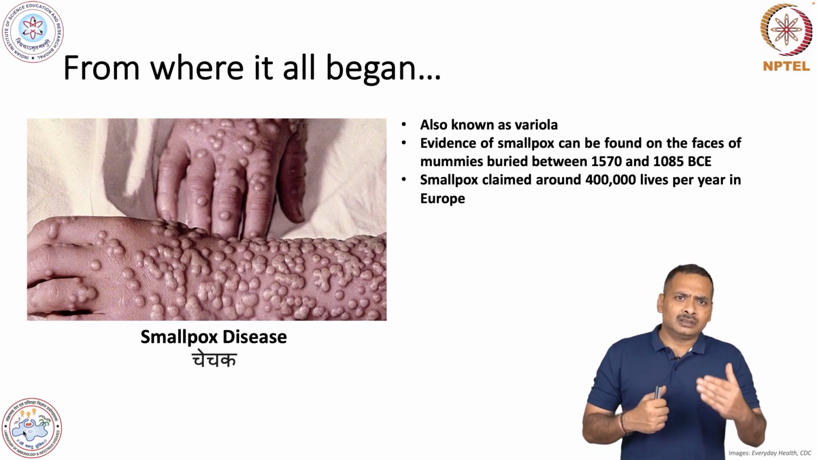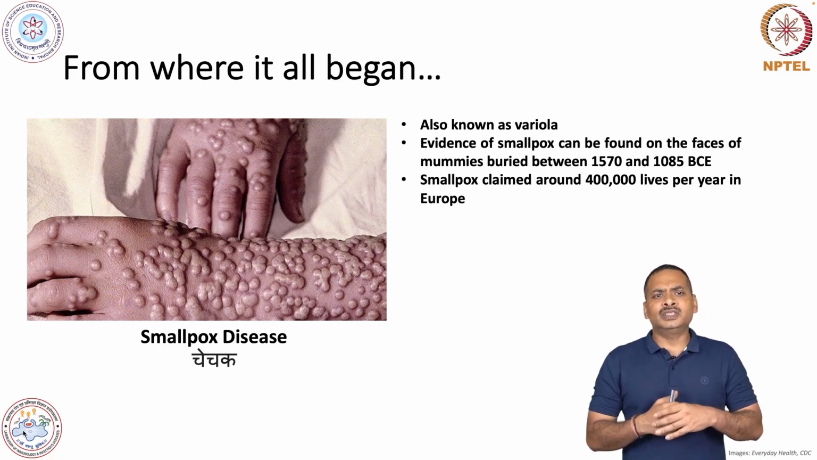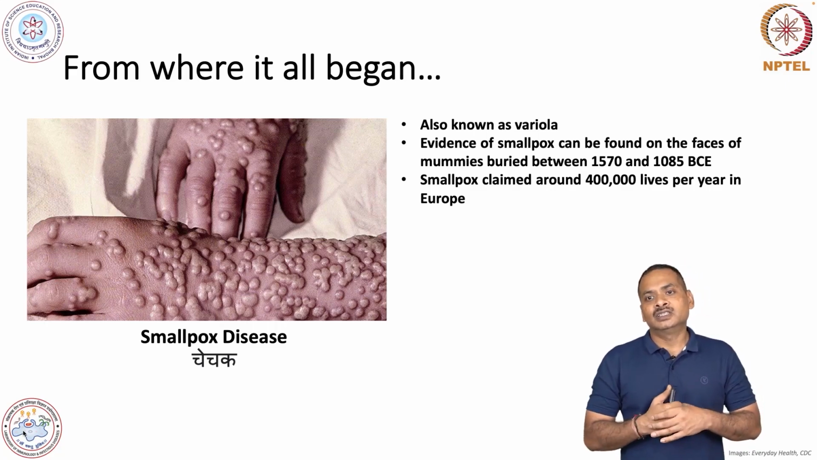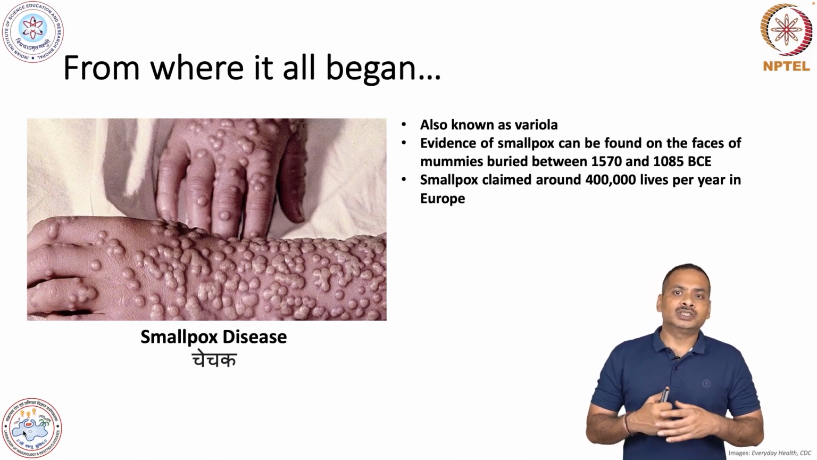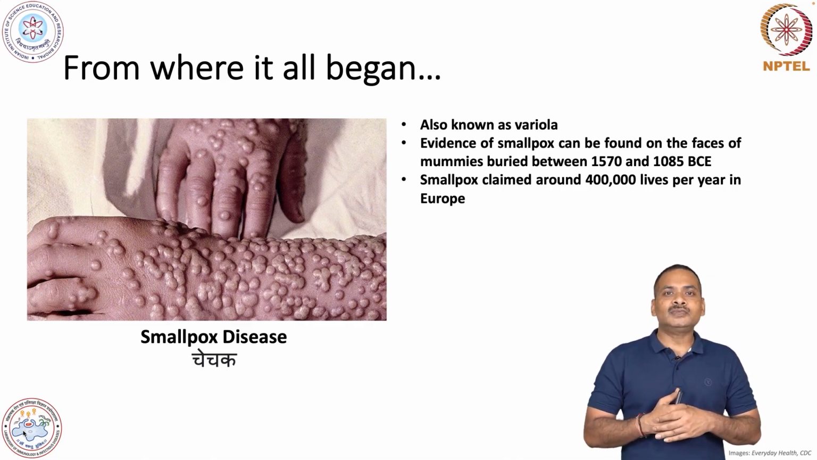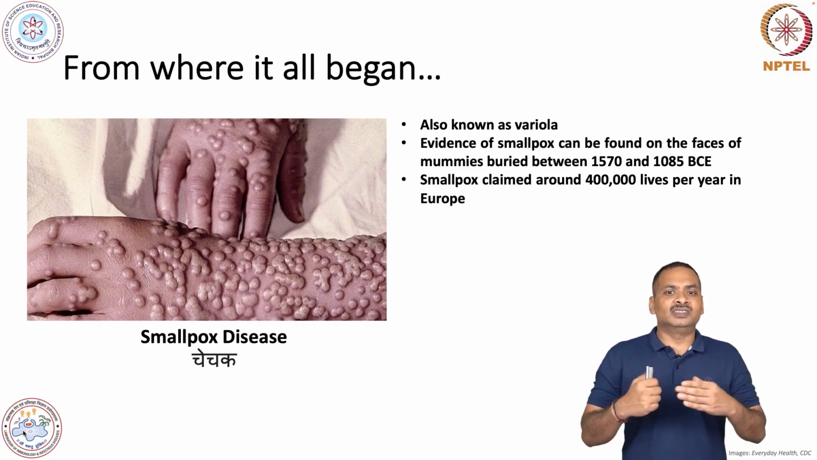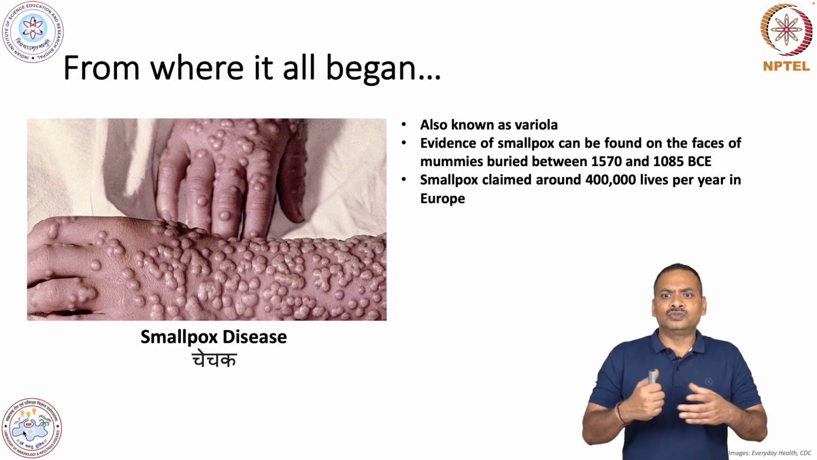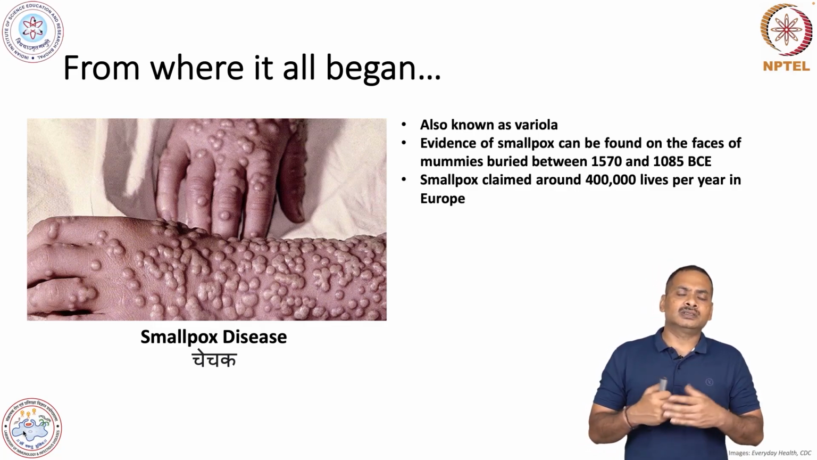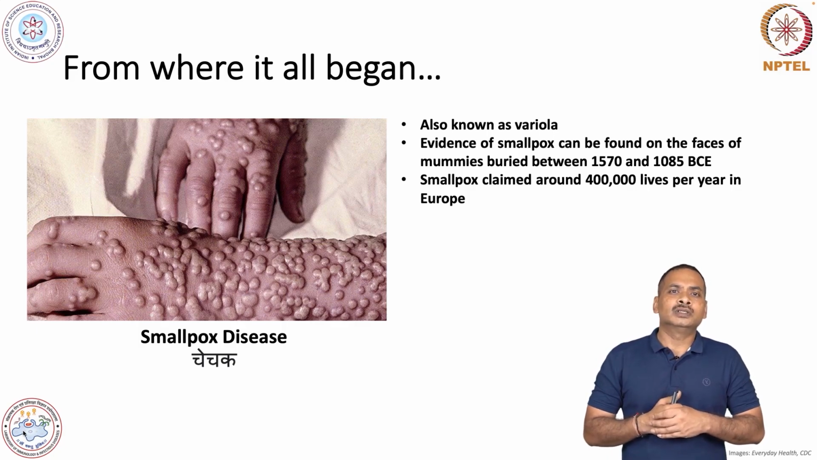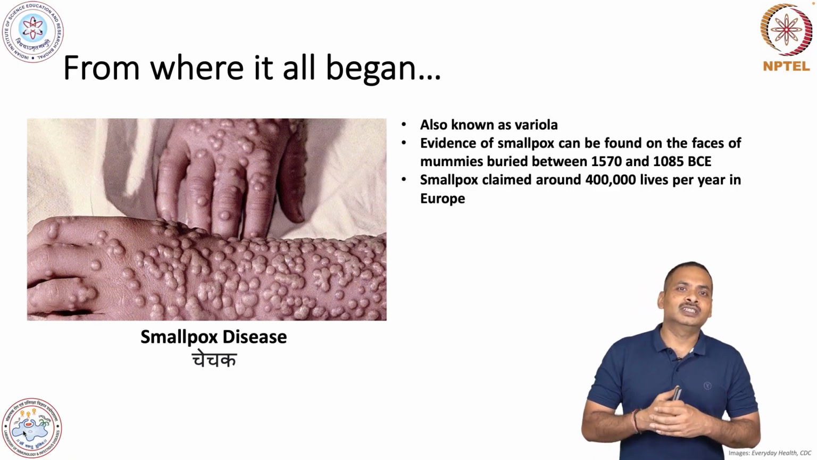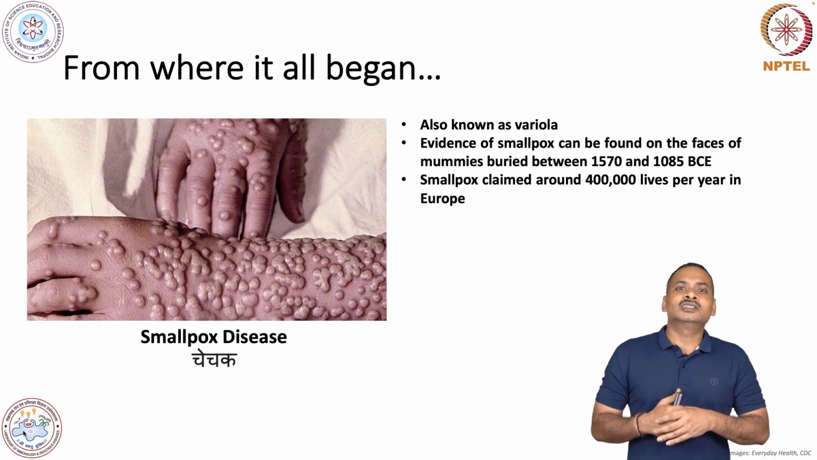So the evidence for this disease is still found in the faces of mummies buried between 1570 and 1085 BCE. At that time there was massive death from this smallpox. About 4 lakh lives per year were lost in Europe. Okay, so I will tell more detail, or more history, of this smallpox and how we overcame it.